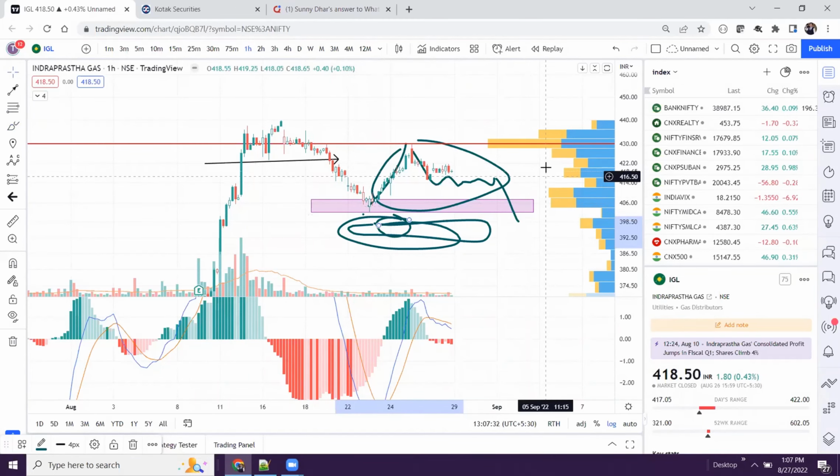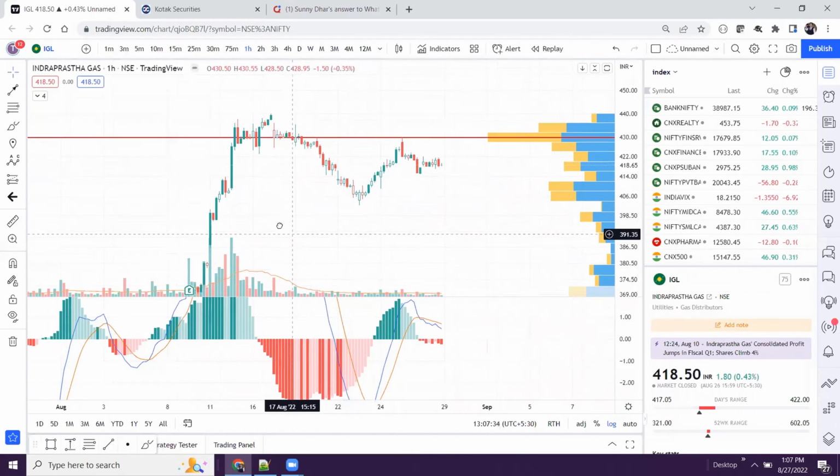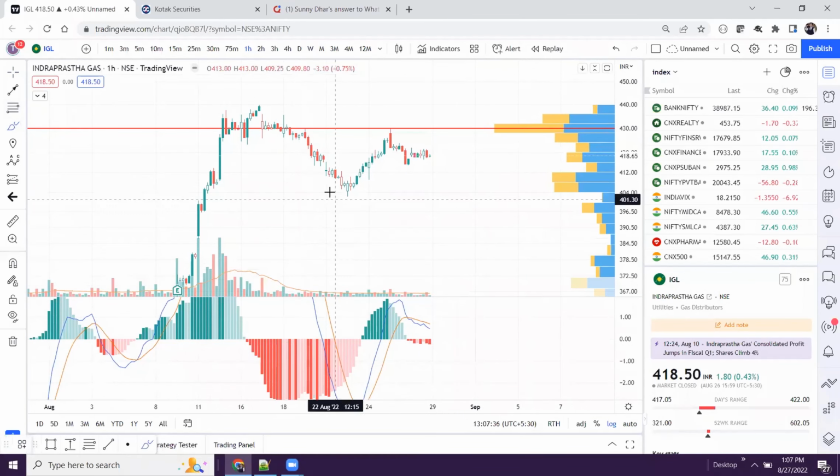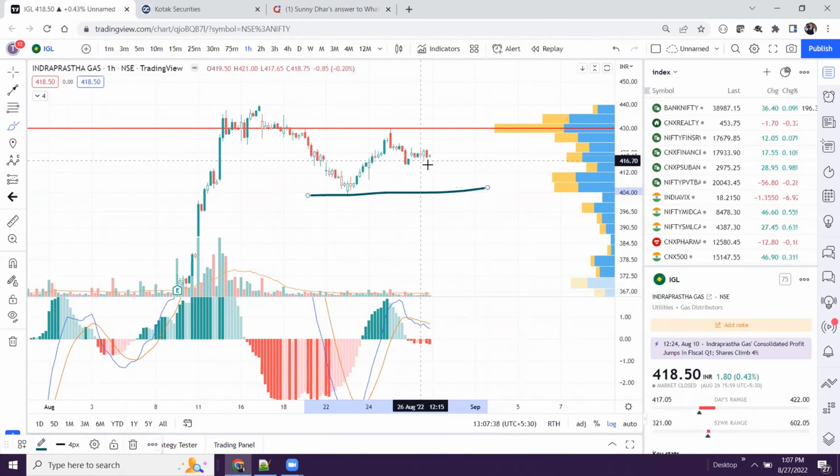Right, but see, there is a danger in selling puts also, because suppose on Monday there is a big gap down.